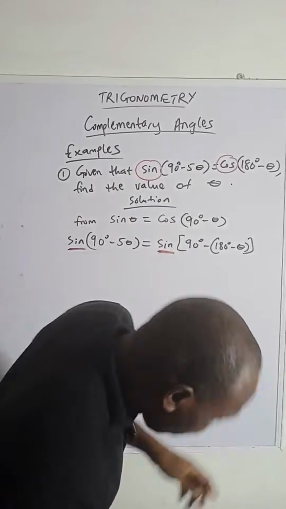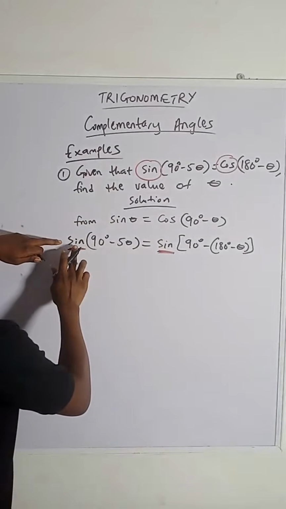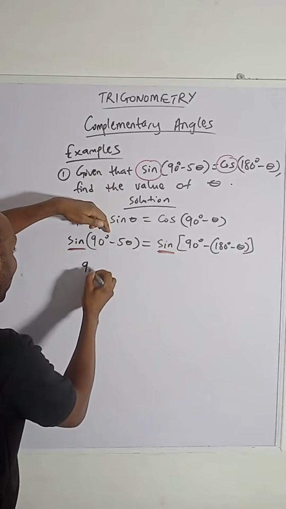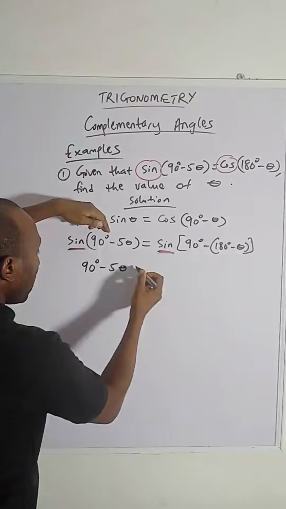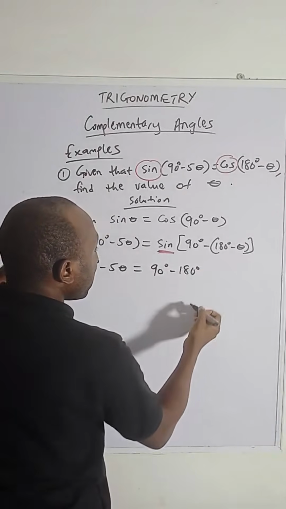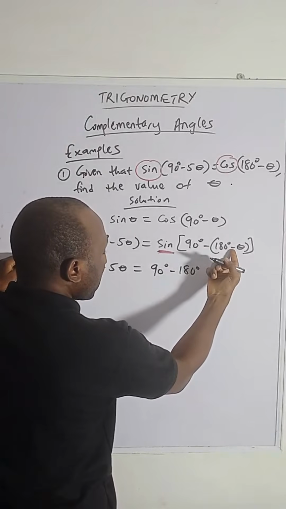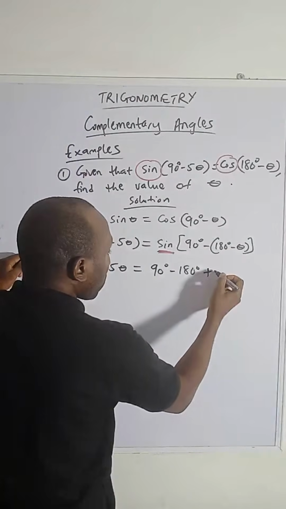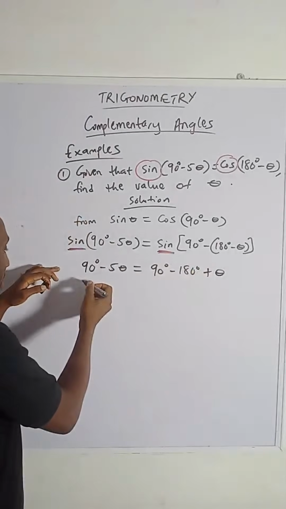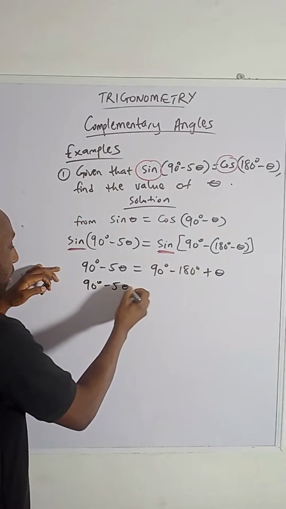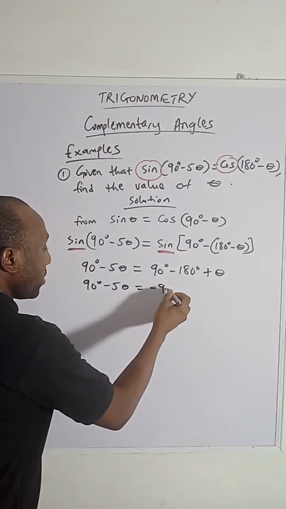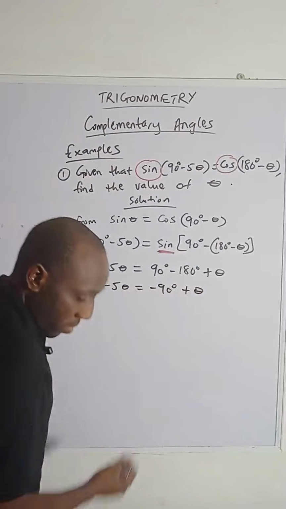Are you with me? So let's move on. So this sine and this sine are the same. We can just take them off and focus on the angles. 90 degrees minus 5 theta is equal to 90 degrees minus 180 degrees. Minus is plus. Minus times minus is plus. Then you have theta. Okay? So let's collect like terms. This is 90 degrees minus 5 theta is equal to 90 minus 180 degrees, which is going to be what? Minus 90 degrees, then plus theta.